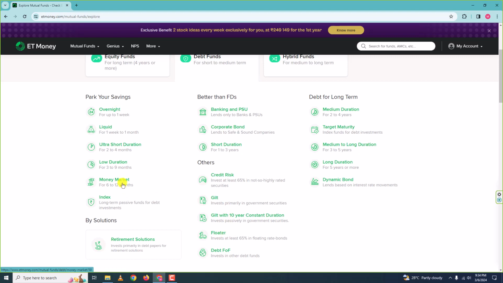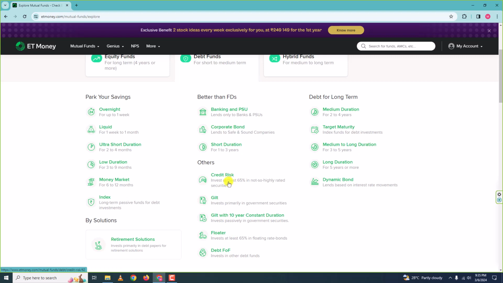All right. Next we have floaters. Now here everywhere the interest rate is fixed, but here the funds invest in bonds and the interest rate varies here. According to the change in interest rate of bonds, you would be getting the interest in your mutual fund. So the interest rate of the mutual fund varies here.